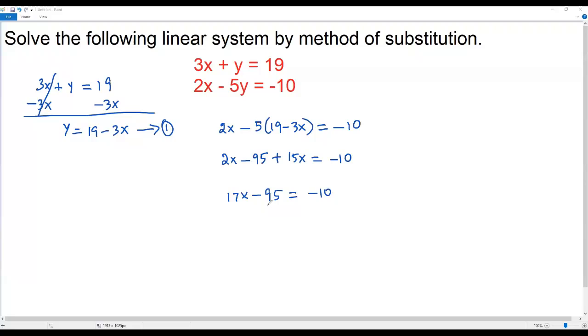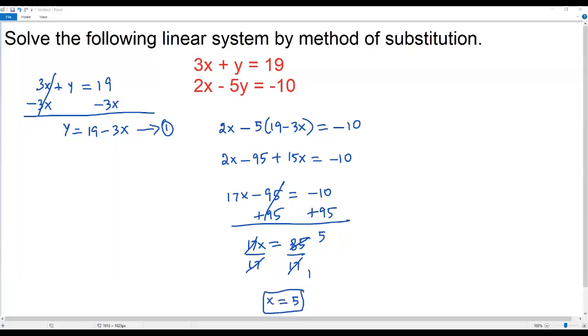Okay, so let's get rid of this -95. For that, I have to add 95 to both sides. When I add 95 to both sides, -95 and +95 will cancel out. I get 17x equals, when I combine -10 and +95, I'll be getting positive 85. So I have to divide both sides by 17 to solve for x. The 17 will cancel out, and 17 goes into 17 one time, 17 goes into 85 5 times. I get x = 5.